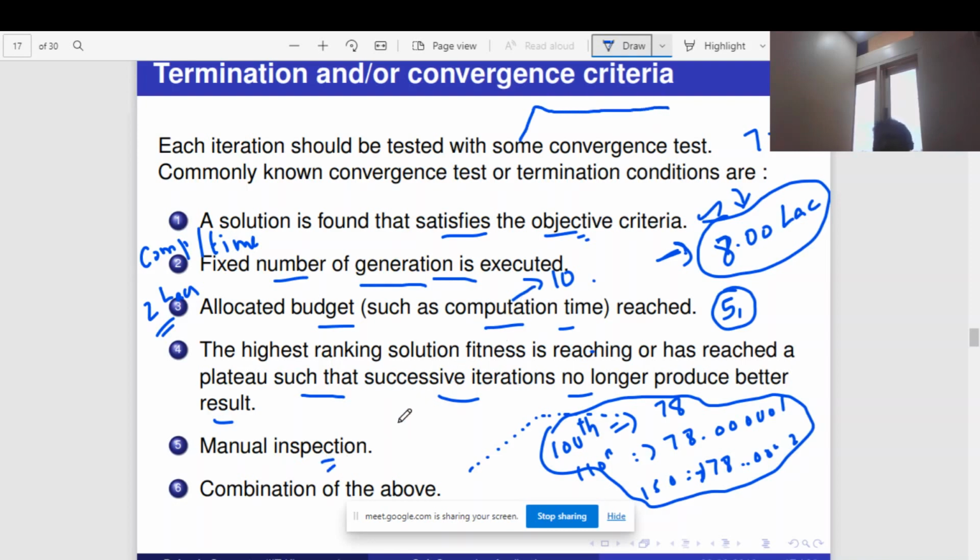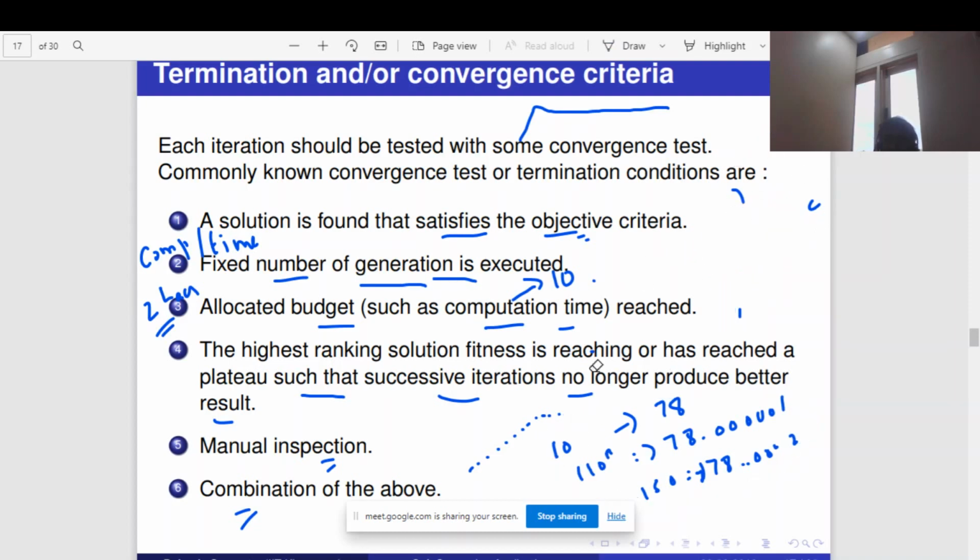Or by manual inspection. Normally this is very tough with respect to AI or this kind of problem, because the problem space is very huge. Manually you cannot expect to check everything, right? Or sometimes a combination of one or two or more of these techniques. So this is how we decide the convergence criteria. These are the various ways by which we decide whether to converge or not. Converge means whether to stop executing and go with the available best solution or not.